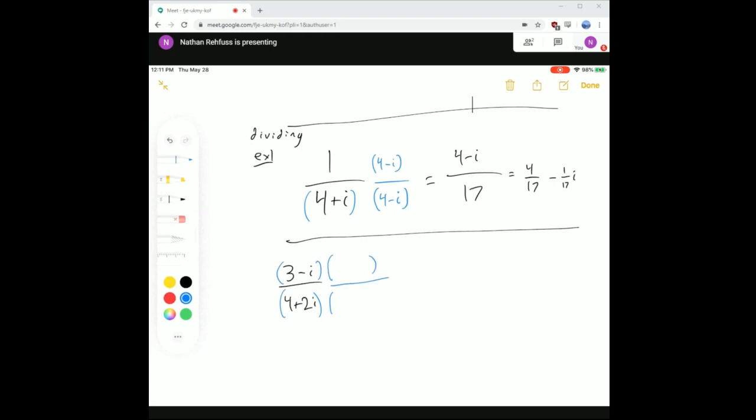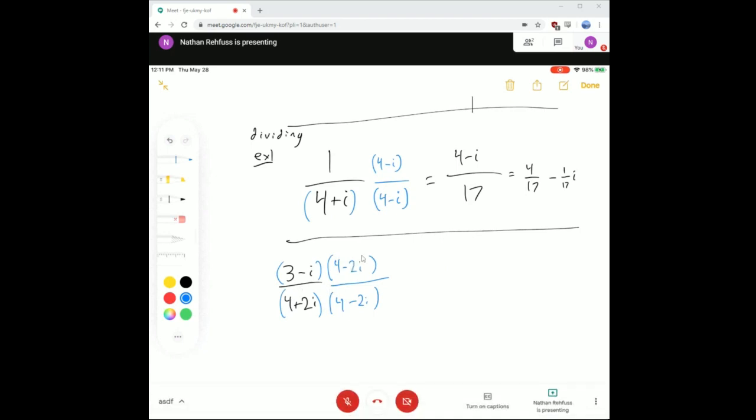And I'm not going to change the value of the expression, so I'm going to multiply the top and the bottom by the same thing. This is really a fancy way of multiplying by 1, because 4 minus 2i over 4 minus 2i is just 1. So I've multiplied the top and bottom by 1, but that's going to let me do a manipulation that turns the denominator into a real number. So now I have a little work to do.